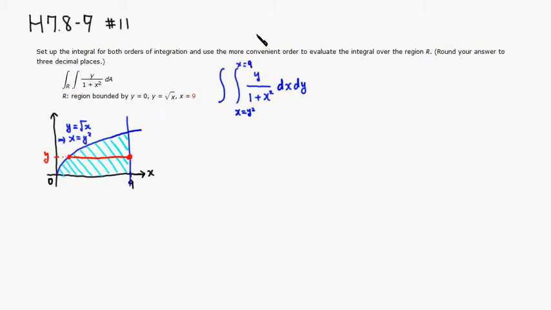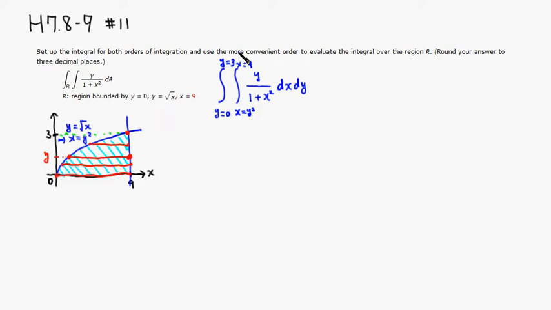So this is going to go from x equals y squared to x equals 9. The square root of 9 is 3, so this value right here is 3. In order to cover the entire region, you start from 0 and keep increasing all the way up to this point 3. So y goes from 0 to 3. That's the first one.